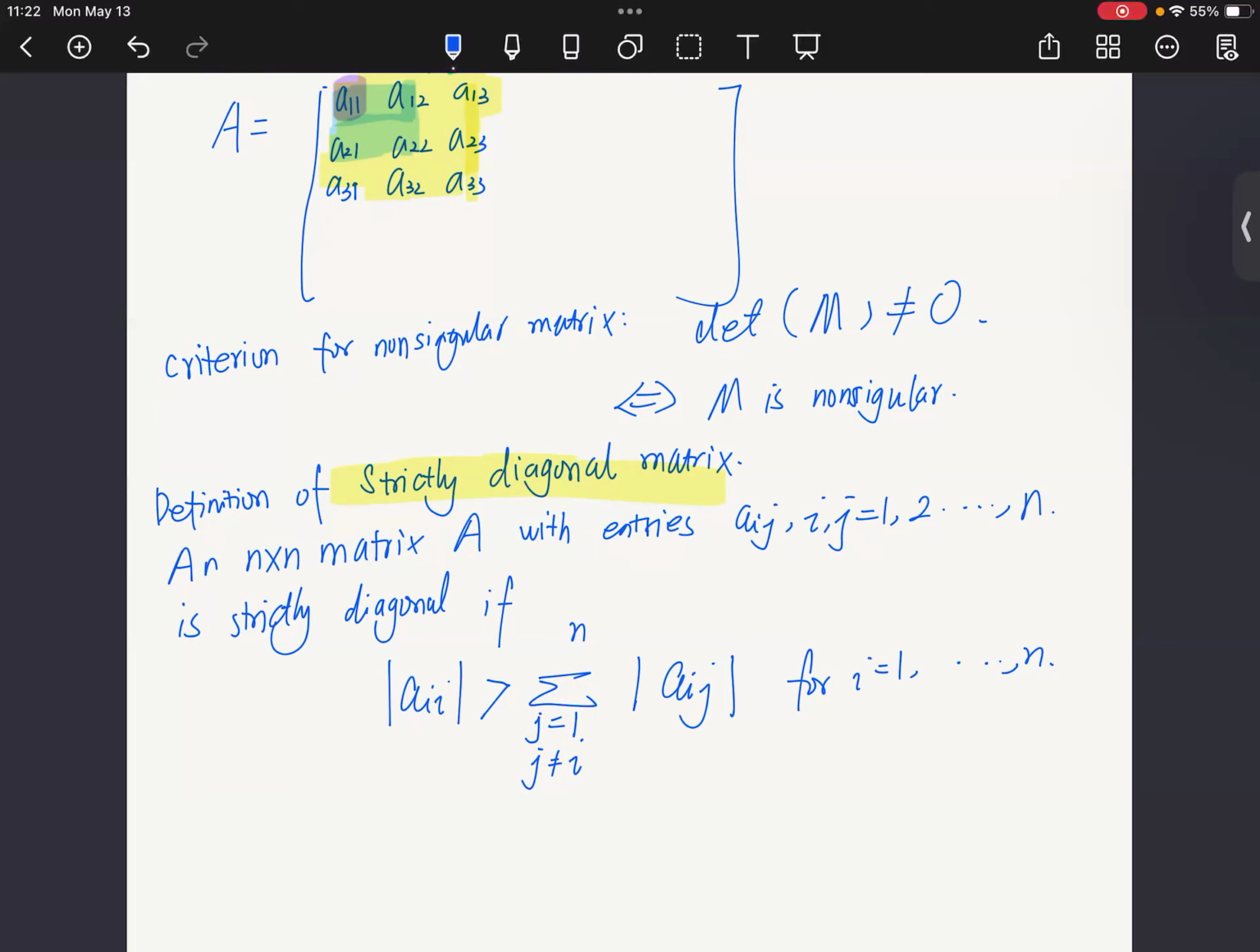Let me give you one example for this one. Do I have one concrete example for the LU?